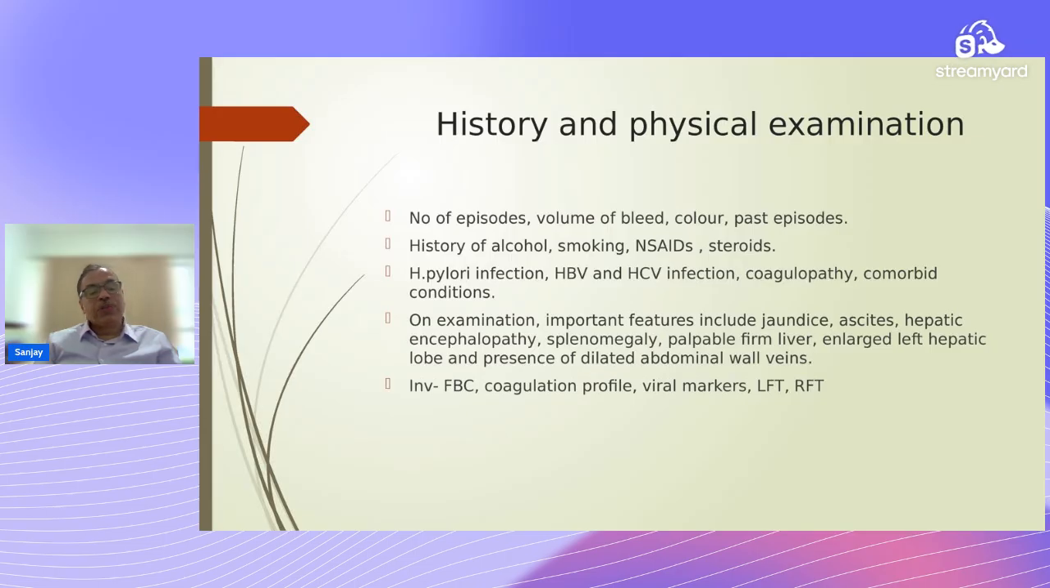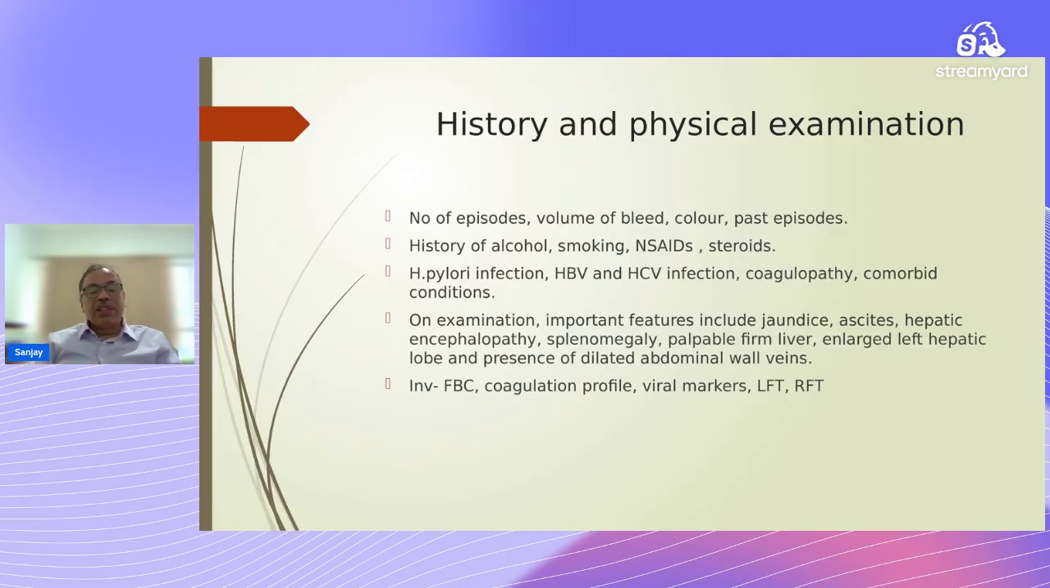pylori infection, which would give you a clue of a diagnosis of peptic ulcer disease. Any history of hepatitis B virus and HCV infection, which would point towards a chronic liver disease pathology. Any history of coagulopathy, different comorbid conditions like hypertension, respiratory complications, cardiac complications, which may be coexisting with a patient of upper GI hemorrhage and which may also lead to increasing mortality by itself.